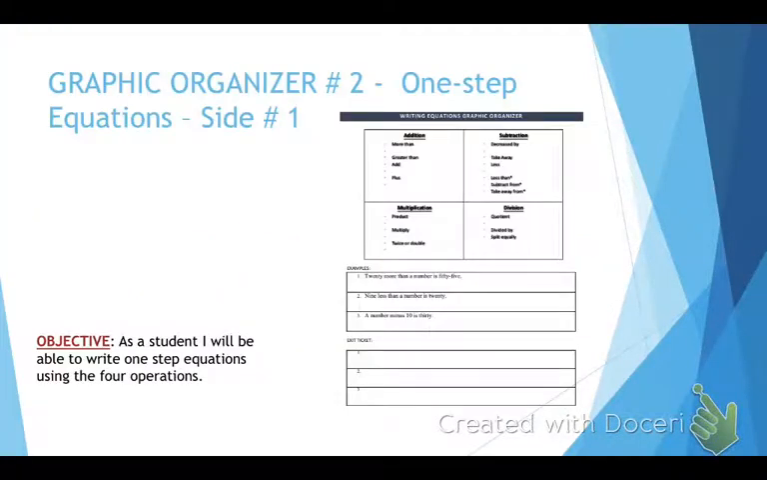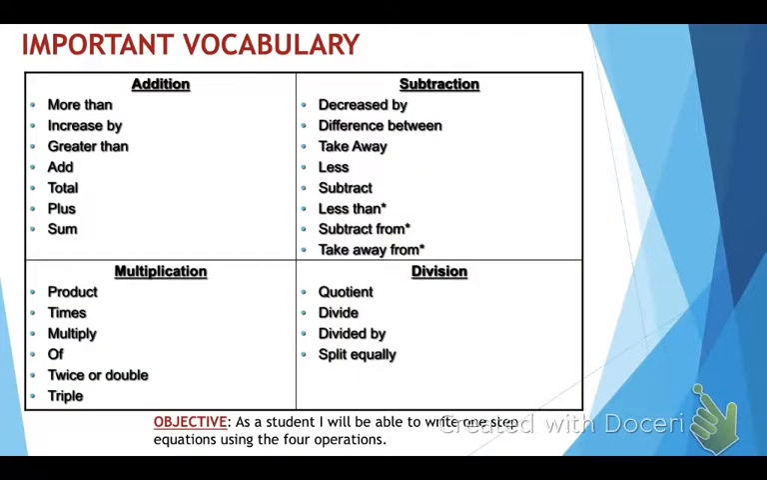Ladies and gentlemen, you need graphic organizer number 2. And this is on side 1. This is the only side of this graphic organizer because, quite honestly, I don't know if I'm going to have another one. So, there we go. Your objective, remember it, we want to be able to write these things. So, here's some important vocabulary. On your graphic organizer, some of these are not written in.